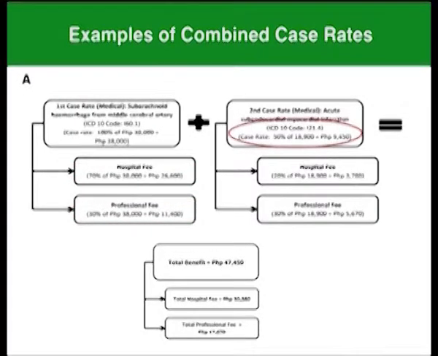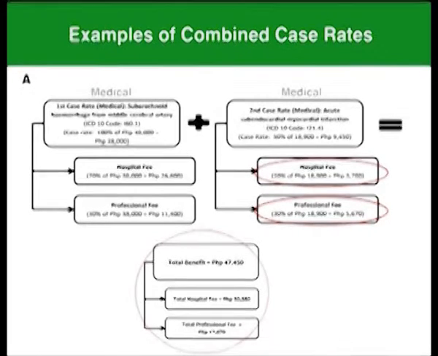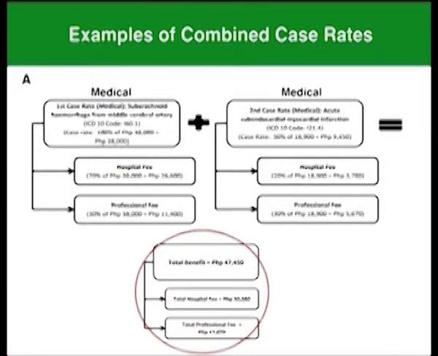For the second case rate, 50% of the total case rate for myocardial infarction will be reimbursed, that amounts to 9,450 pesos. The hospital will receive 20% of the second case rate, 3,780 pesos, and the health provider will get 30% of the second case rate, amounting to 5,670 pesos. Total benefit is 47,450. Total hospital fee is 30,380 and total professional fee is 17,070 pesos.